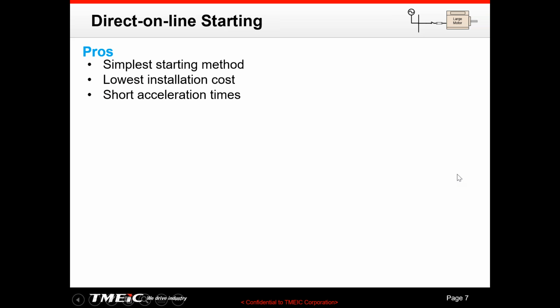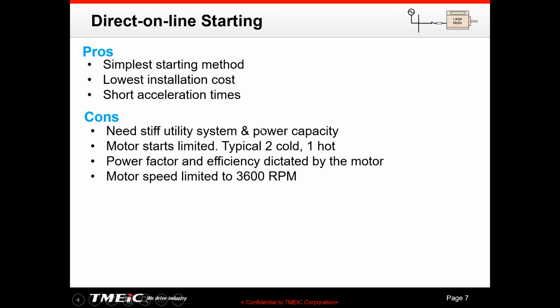So direct online starting has some pros and cons. The pros are, of course, it's a simple starting method with a small footprint, and you have the lowest installation cost and short acceleration times. The cons are as follows: you need a steep utility system and power capacity. The starting current is 650% of the full load amps, which is very high. So you need a steep utility system.